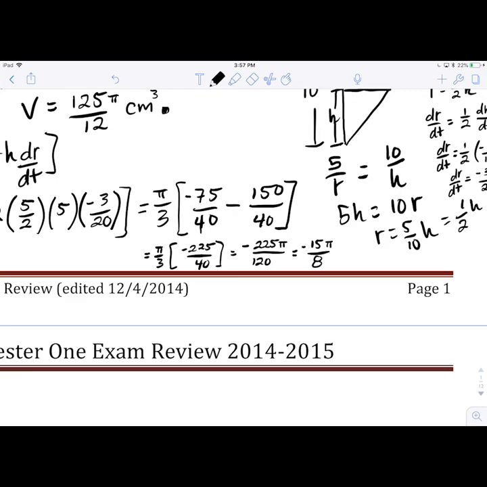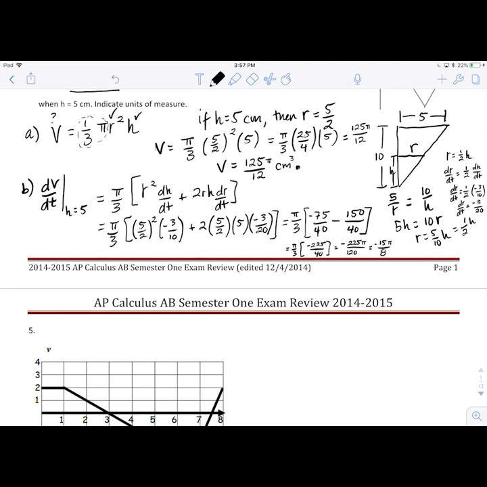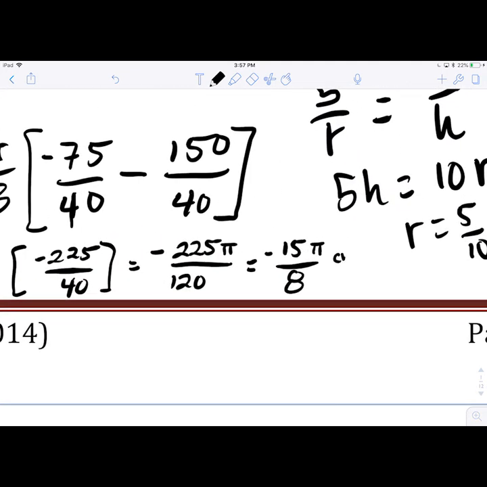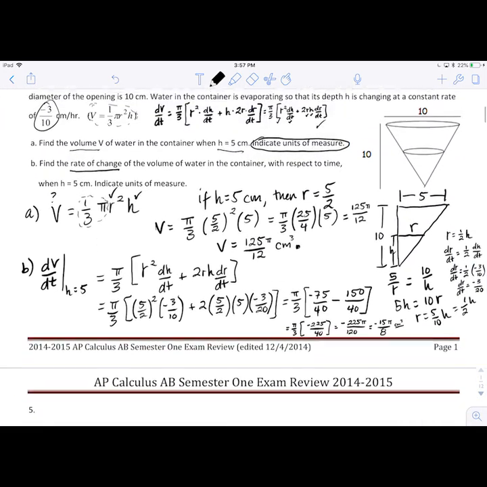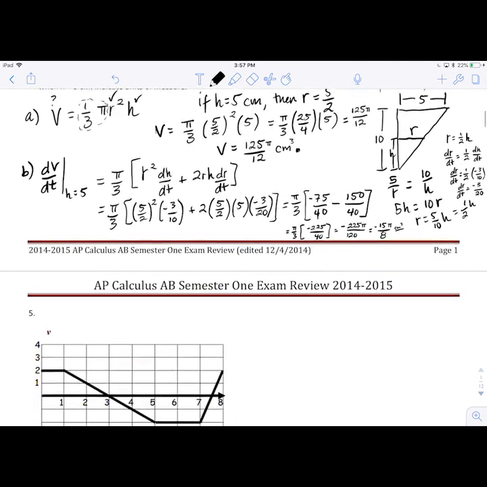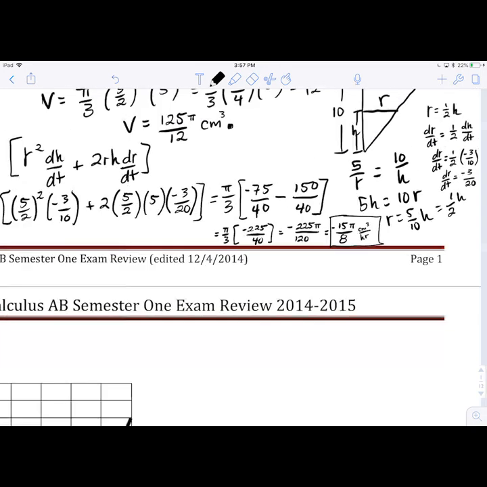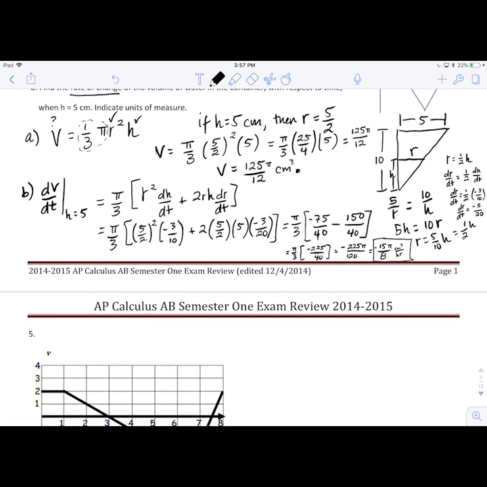Now we just have to look at the units. It's a rate of change of volume, so it's going to be centimeters cubed. And for the time, you have to look at the dh/dt, the time is hours, so it's going to be negative 15 pi over 8 centimeters cubed per hour. And there is our final answer for part B. And there was our final answer for part A in number 4.